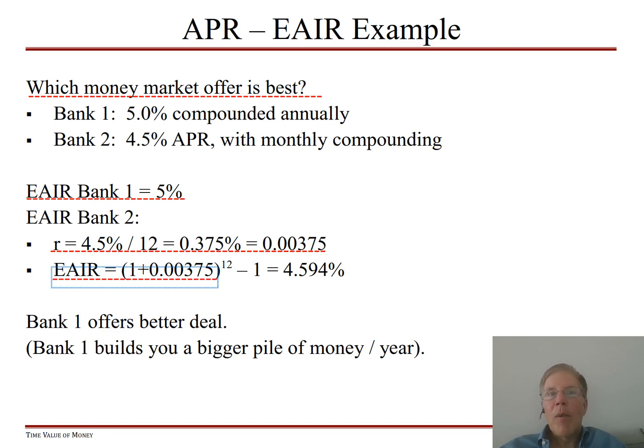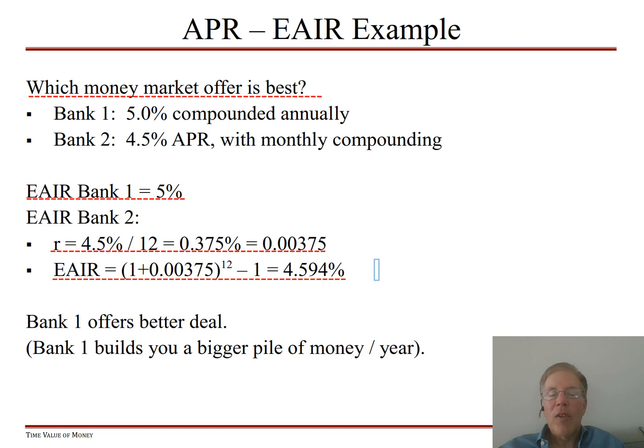Now we can easily get the equivalent annual interest rate, the amount of interest we will get if we put a blob of money in this money market at the beginning of the year and wait for a year. The interest we will have earned at the end of the year is 1 plus our R, 0.375%, raised to the number of compounding periods per year, minus 1, or 4.59%. Okay, so which one is better?